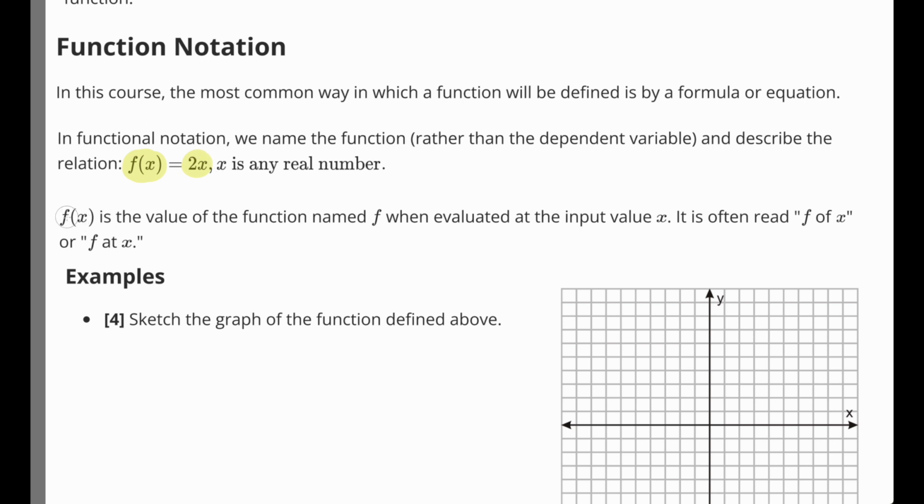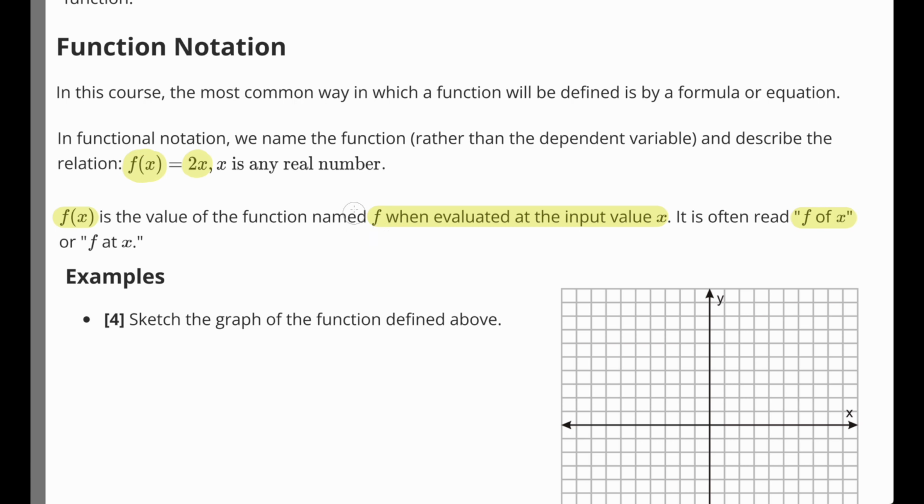How you would say this, f of x, is pronounced "f of x," not "fx." Please do not call it that. It's a pet peeve of mine. Math is a language. You are going to want to become as fluent in it as you possibly can, so f parentheses x end parentheses is pronounced f of x. Or f at x, but usually that's not used. F of x is the value of the function named f when there's a certain input value x.